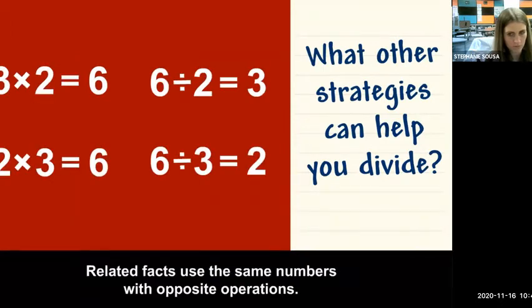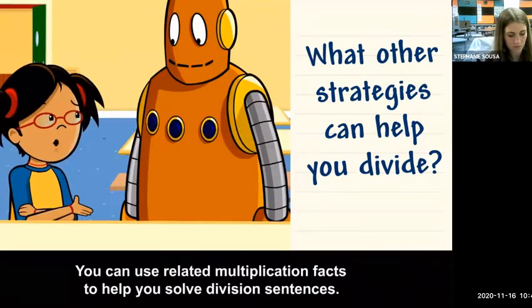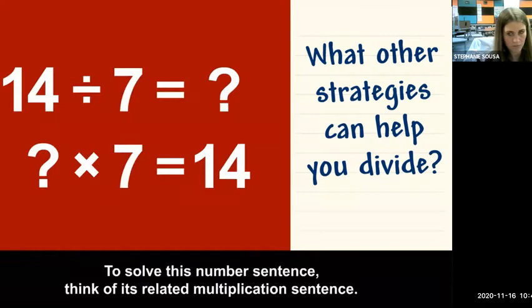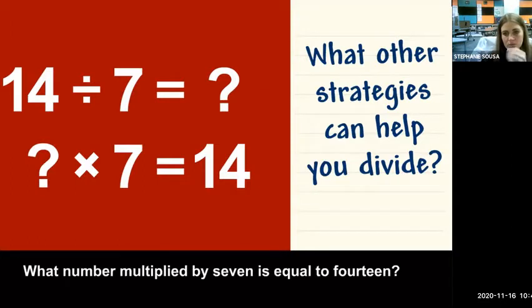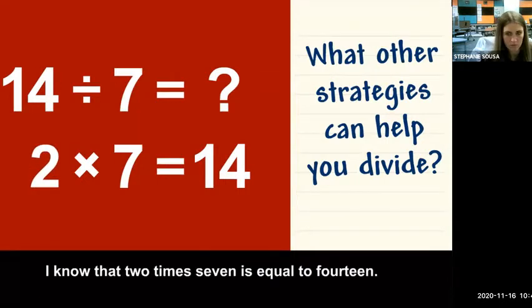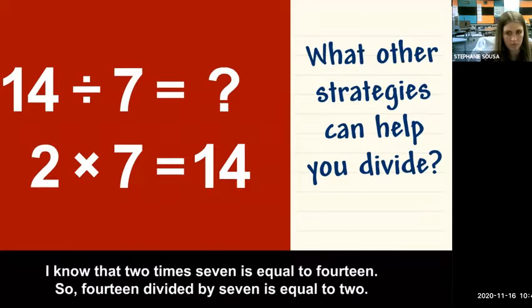Related facts use the same numbers with opposite operations. You can use related multiplication facts to help you solve division sentences. To solve this number sentence, think of its related multiplication sentence. What number multiplied by 7 is equal to 14? I know that 2 times 7 is equal to 14. So 14 divided by 7 is equal to 2.